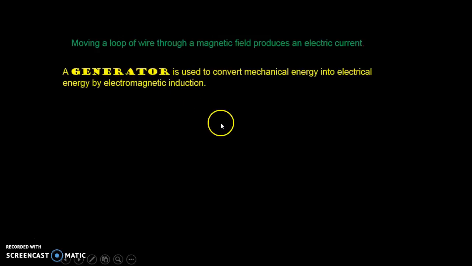So what this is saying in a very basic sense is that you can use mechanical energy and convert it into electrical energy. We know what generators are. Generators are the forces behind all power plants that we use to create electricity. Oh, there it is right there.